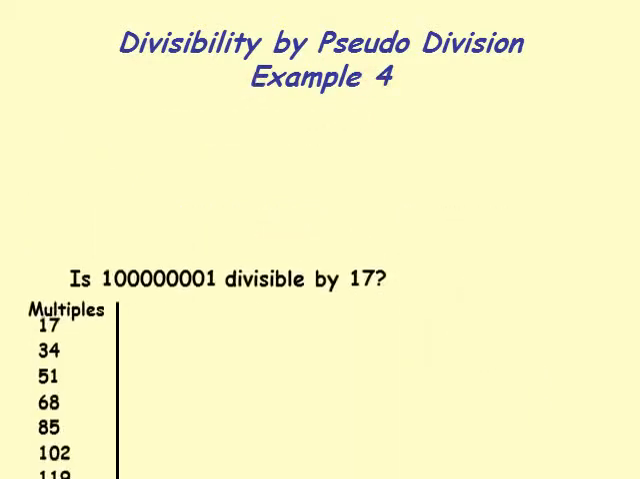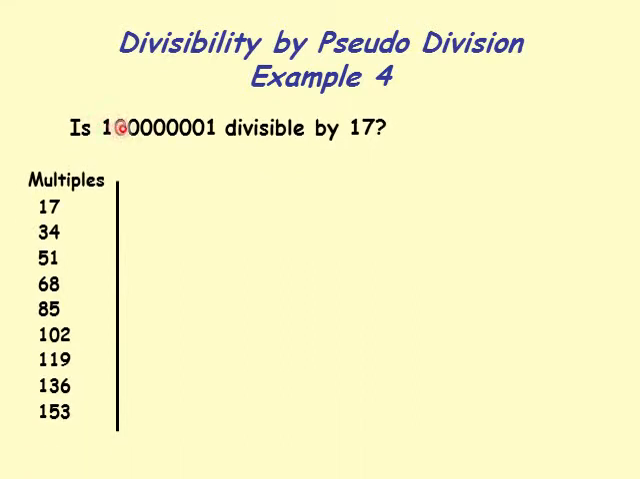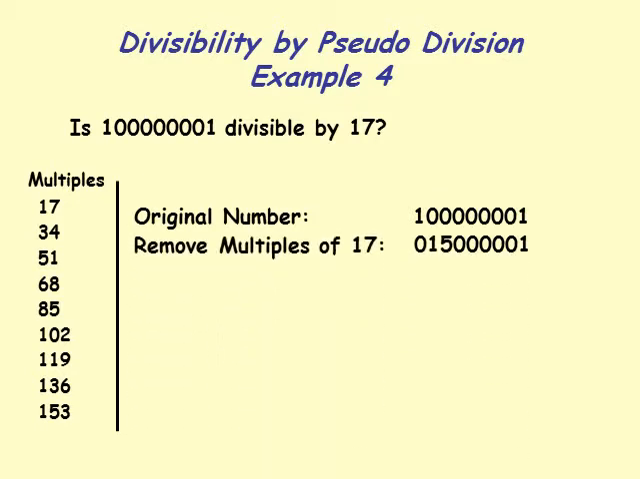Another example, example 4. Is 100000001 divisible by 17? Here's my cheat sheet of multiples: 17, 34, 51, 68, and so on. This is the original number, 1 followed by 7 zeros and a 1. First we remove the multiples of 17. We take the first 100 here and remove 85. 17 times 5 is 85. So 100 minus 85 is 015, and the rest we continue, 001.